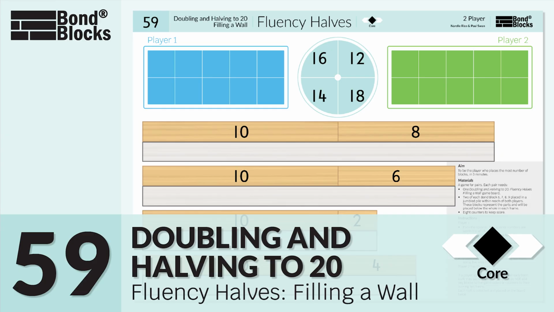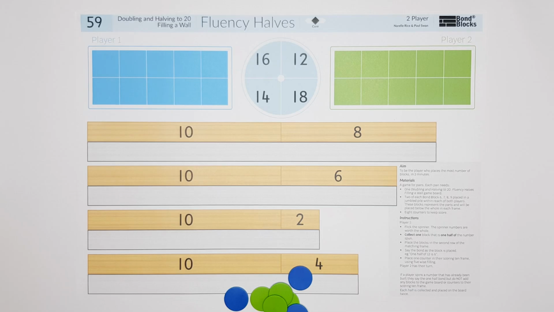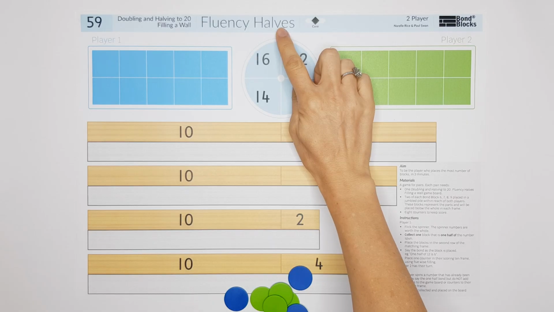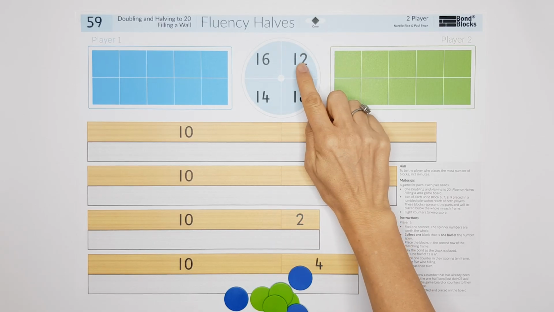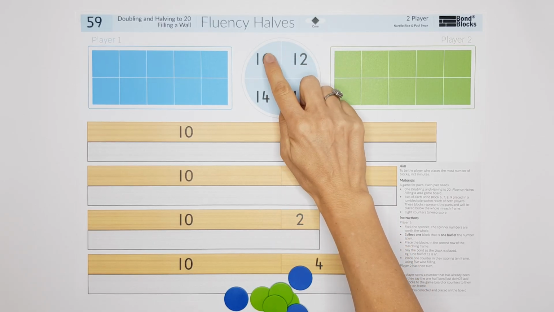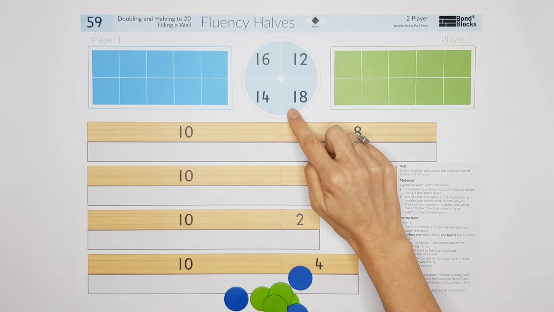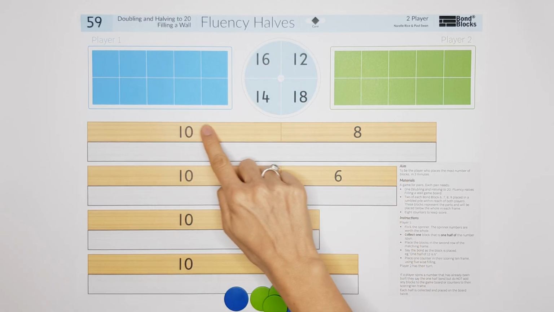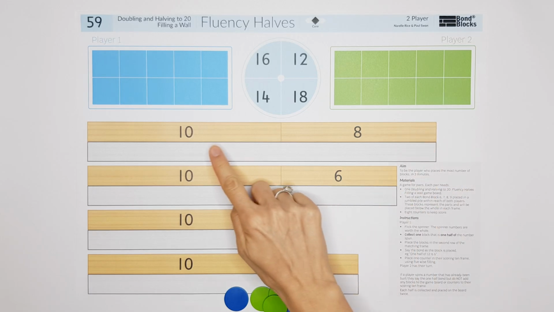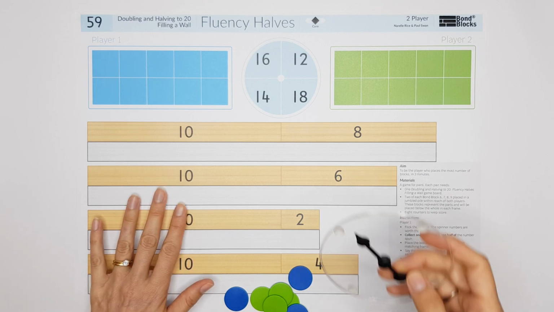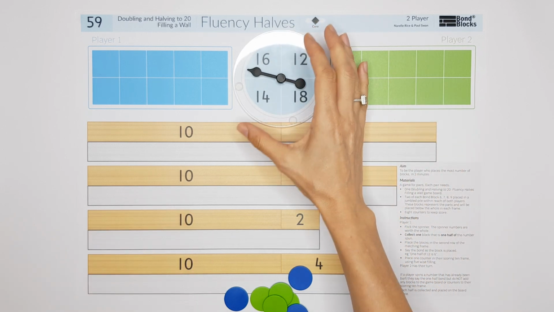Welcome to Activity 59. In this activity, we will be developing fluency with 1/2 of the whole numbers 12, 14, 16 and 18. The numbers on the spinner are the whole amount that match the top row of the part whole diagram. The aim is to be the player who places the most number of blocks in 3 minutes.